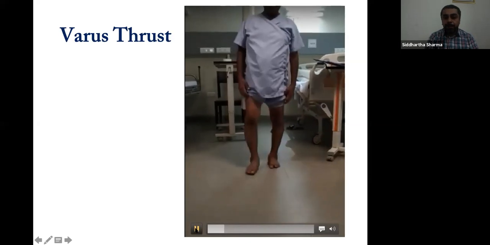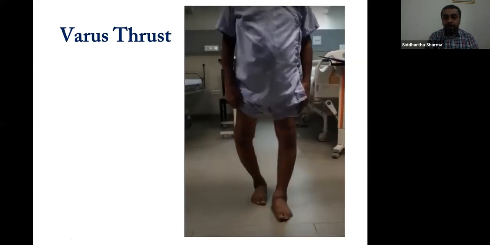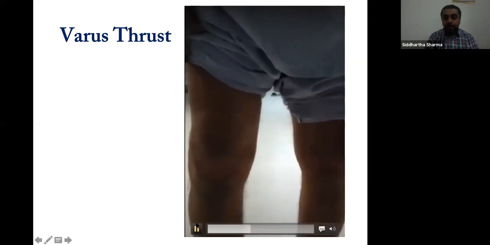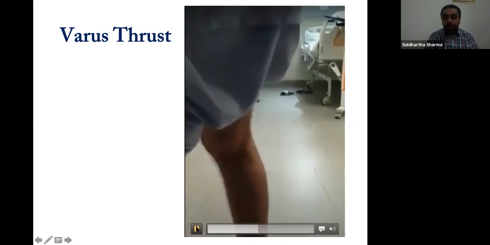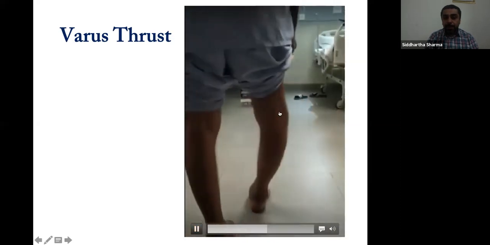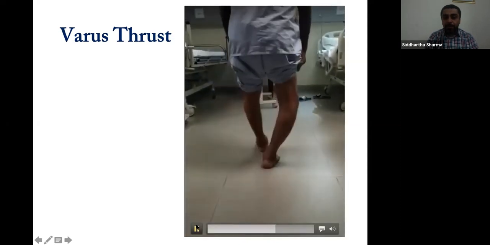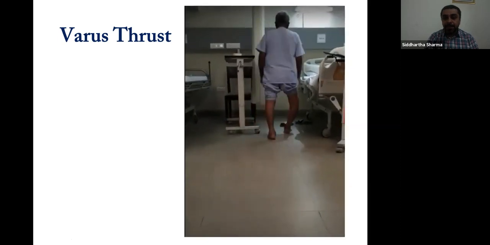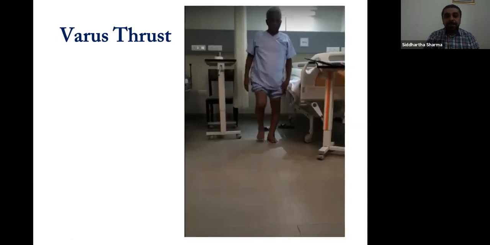So I'm going to play this video again for you. In this position, the lateral joint line is going to open up and you are going to see this opening up as a thrust. So look again, look how beautifully this joint line opens up on the lateral side and you can see this as a thrust.